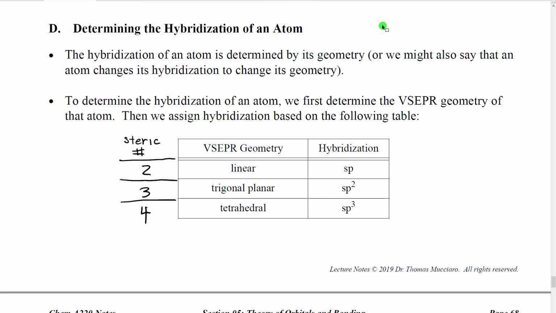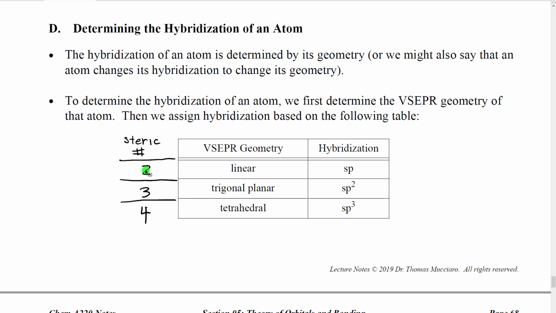Okay, so the next skill that we need is to be able to look at an atom in a structure and determine what its hybridization would be. How do we do that? We're going to correlate the geometry of that atom that we get from VSEPR with a particular hybridization. There should be a one-to-one correspondence. So this process more or less works like this.